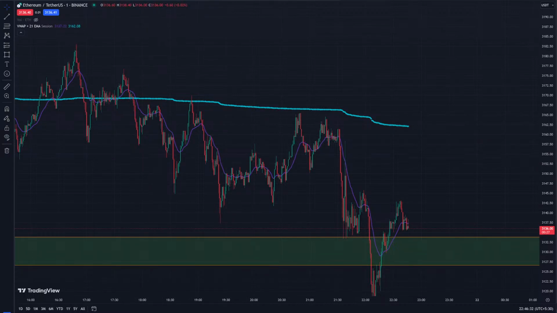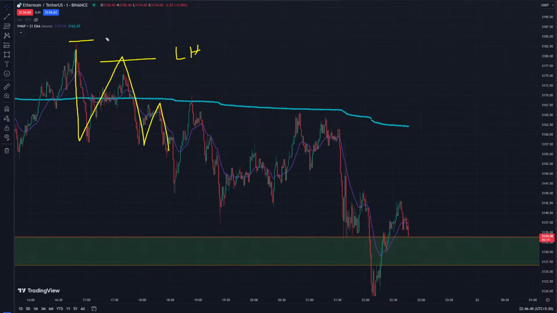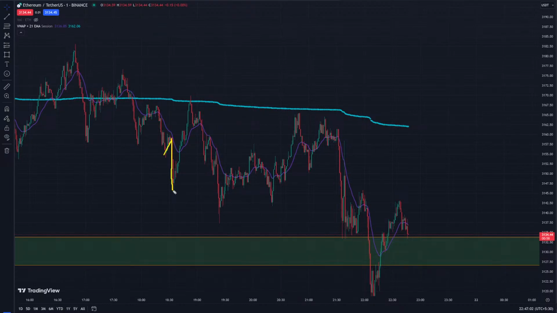Okay, so let me show you something. You see, price was in a downtrend, correct? It was making lower highs, and it was continuously breaking its lower low. You see, so price was in a downtrend. Now suddenly if you see here, price broke its lower high and made a new higher high.